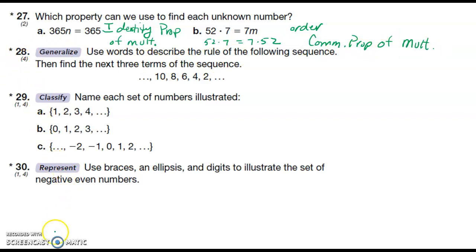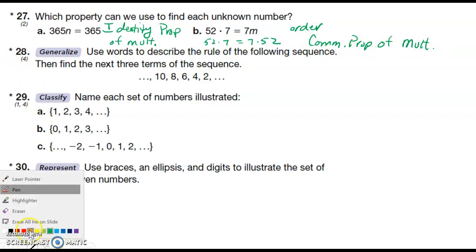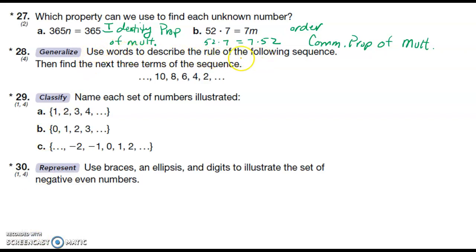Number 28. Let me get a different color here quickly. Use words to describe the rule of the following sequence and then find the next three terms. So 10 minus 2 is 8, minus 2 is 6, minus 2 is 4. So the rule is to subtract 2. The next three terms, so 2 minus 2 is 0, minus 2 is negative 2, minus 2 is negative 4. Those are my next three terms.